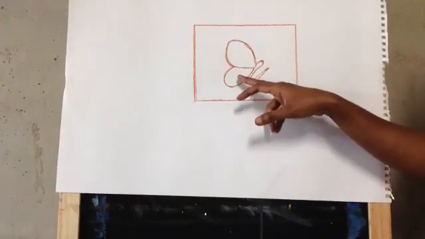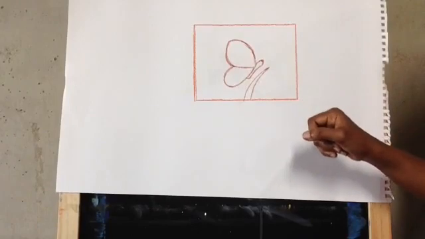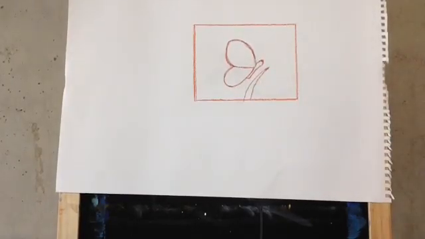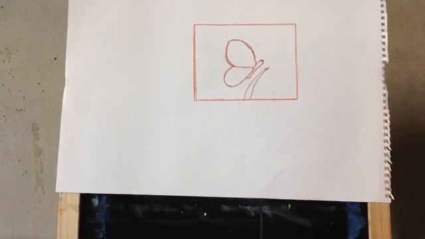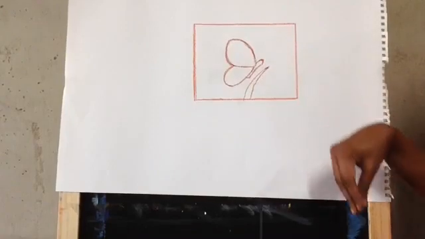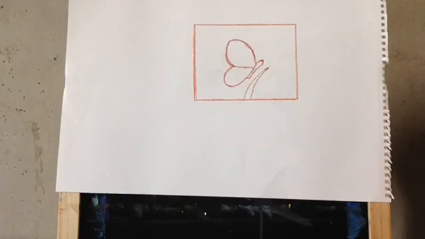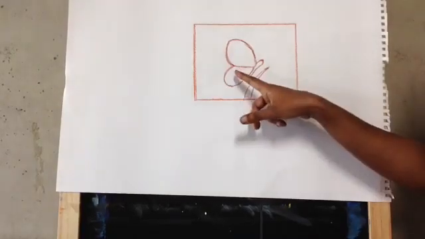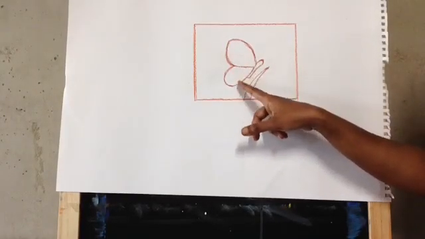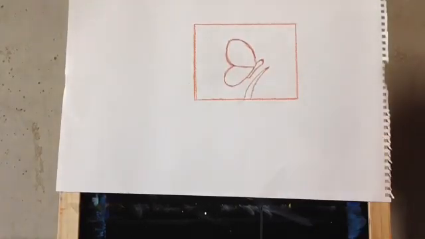So we have two nice and curvy wings. The upper wing is a little bigger than the lower one. If you have a smaller or bigger box, you can make your butterfly size according to that box. So this line here is all the way towards the bottom and it's curvy near the edge.